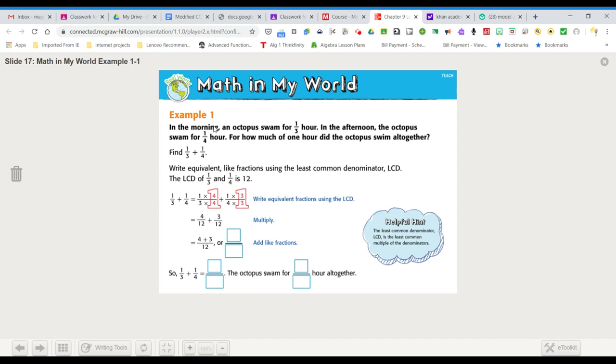So we've got 1/3 and 1/4. Notice that they have a 3 as a denominator and a 4. They are not the same number. So you have to find the least common denominator, or their least common multiple.